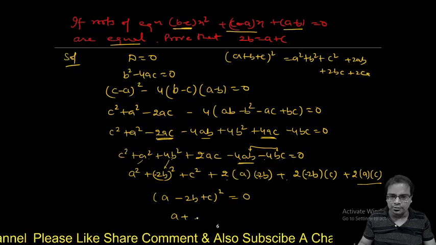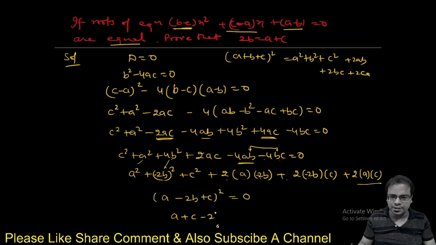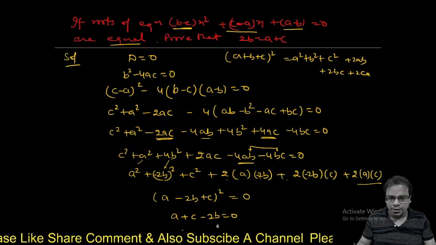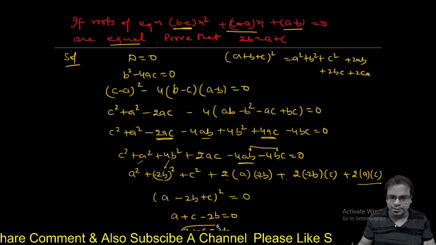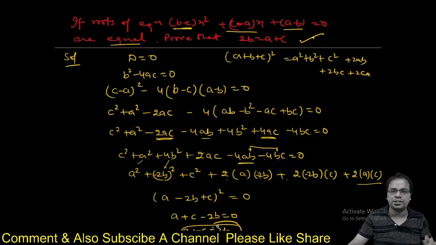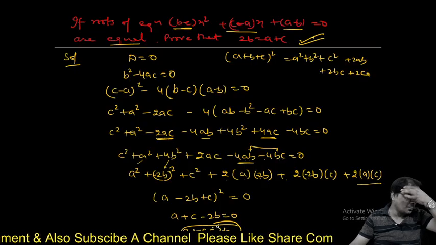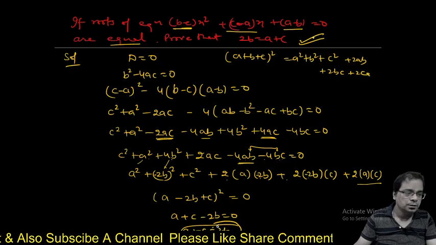Now a plus c minus 2b equal to 0. So 2b can go to the right hand side. So a plus c equals 2b, which is the given expression we had to determine. Understood my point or not? Clear? Okay. We are moving to the next one.